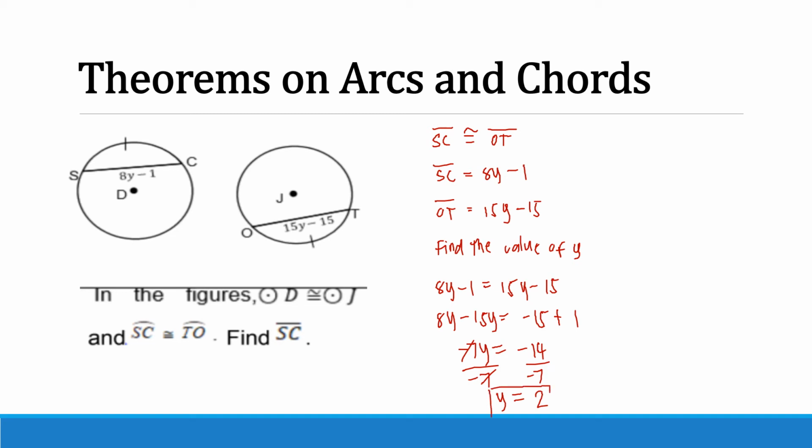Okay? So since we have the value of y, which is 2, to find the value or the length of our segment SC, we use 8y minus 1 and substitute the value of y, which is 2. So 8 times 2 minus 1. 8 times 2 is 16, minus 1, that is 15. The length of our segment SC is 15. Okay? So segment SC is 15.